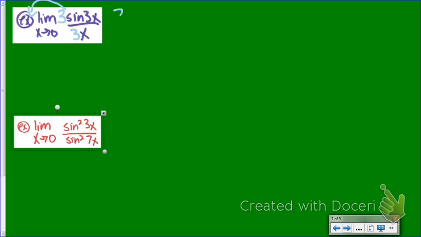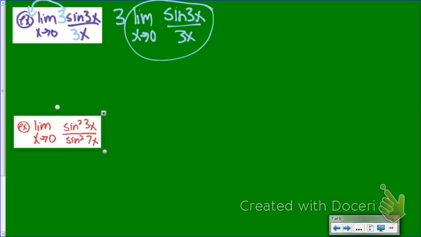this is the same thing as 3 times the limit as x approaches 0 of the sine of 3x over 3x. And I know that for this limit over here, because my argument, my 3x, is the same as what I'm dividing by, that's just 1. So all I have here is 3 times 1, which works out to be just 3.